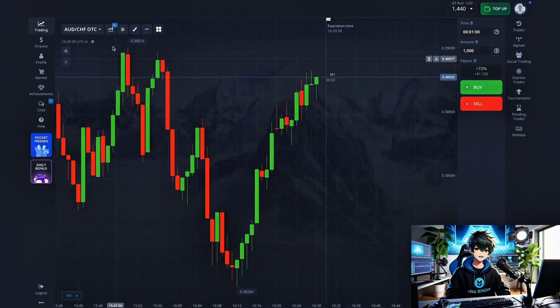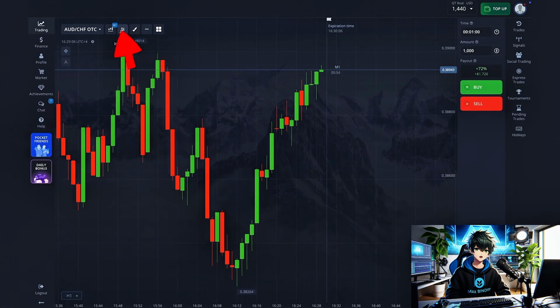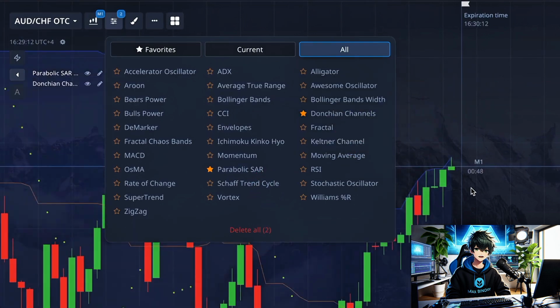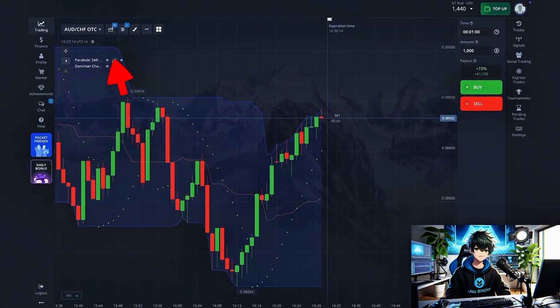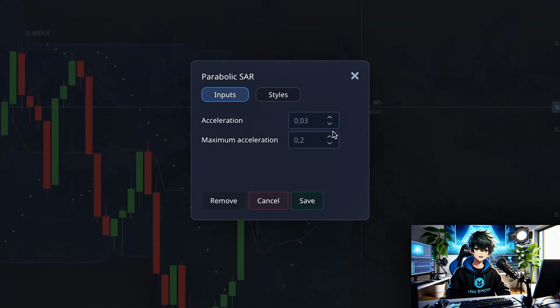Let's start by setting up the tools for trading. I use classic candles and I set the time frame to 1 minute. Then go to the Indicators tab and select Parabolic SAR and Donchian channels. We'll set Parabolic SAR first. Acceleration 0.03. Maximum acceleration 0.3.